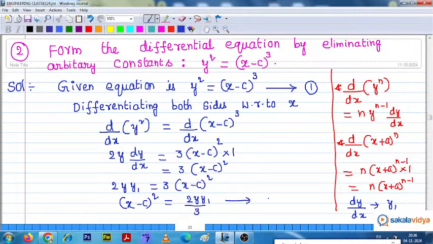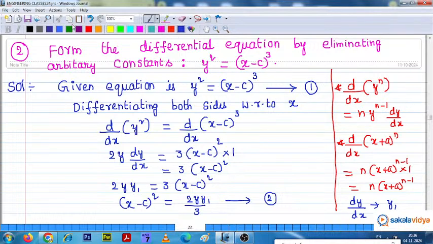Say this is equation 2. Now if we are able to eliminate c from equation 1 and equation 2, we will get what is called the eliminant. That eliminant is nothing but the differential equation. So the differential equation will be formed. So let's see how to eliminate the c value from equations 1 and 2.